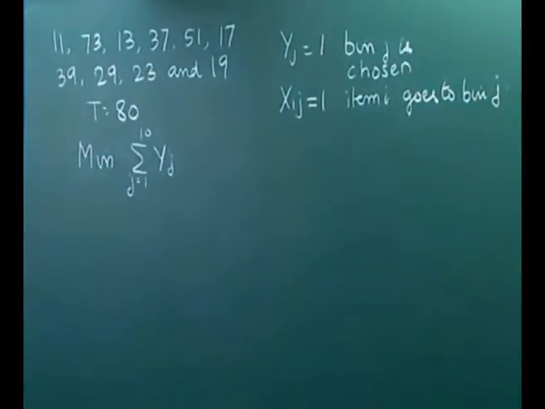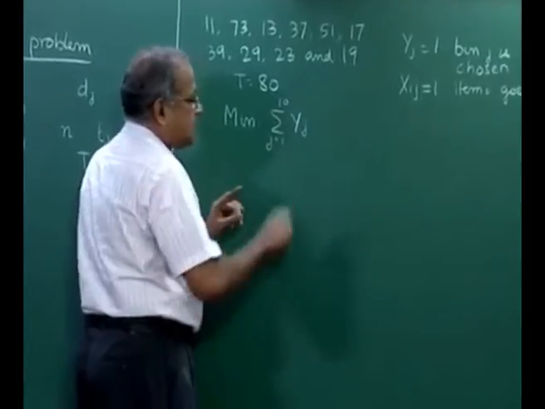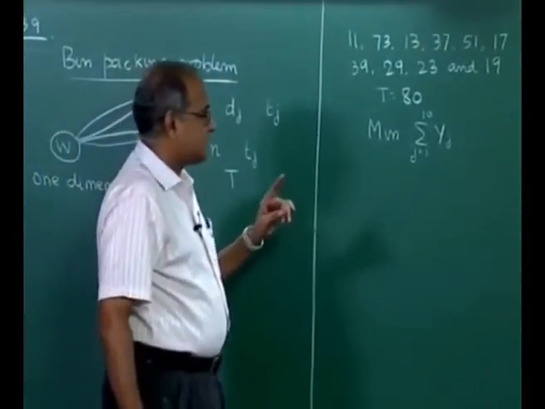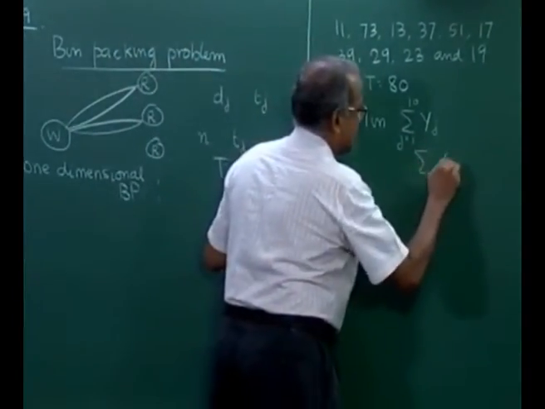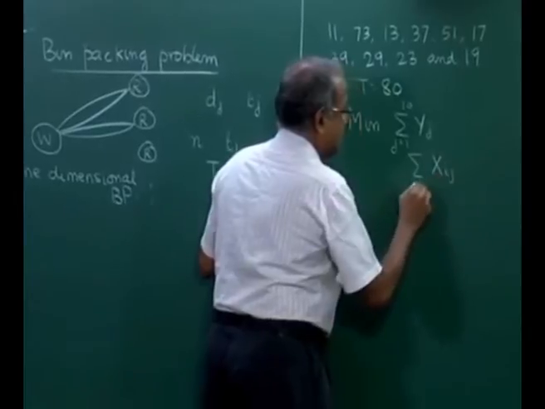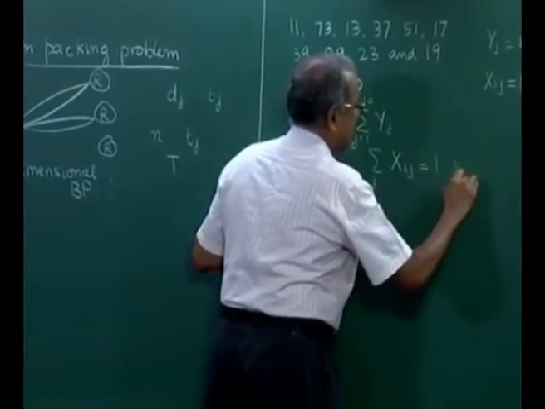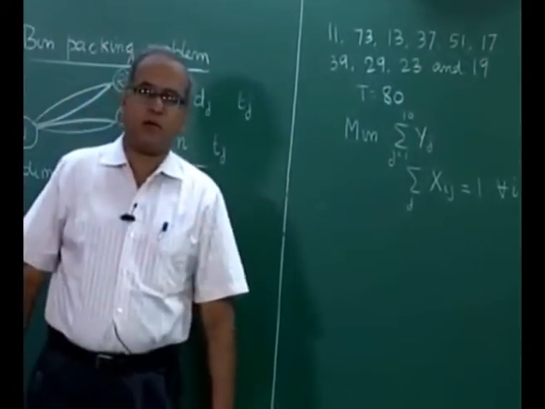Now, each item is to be associated to only one bin. So, sigma xij summed over j is equal to 1 for every i, which means each item i will go to exactly one bin.